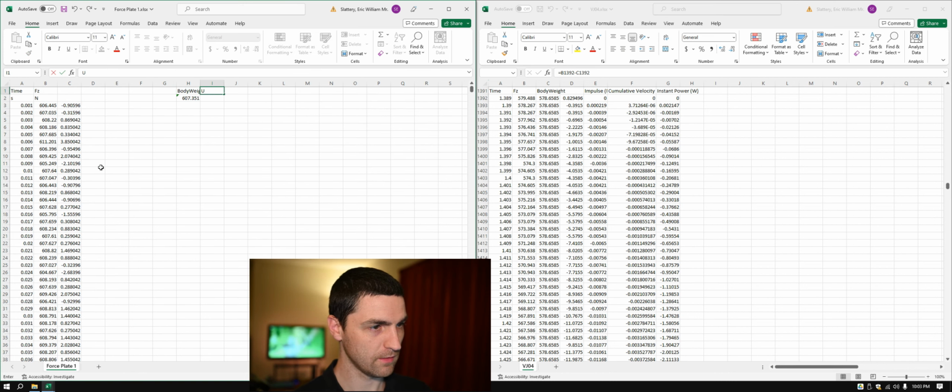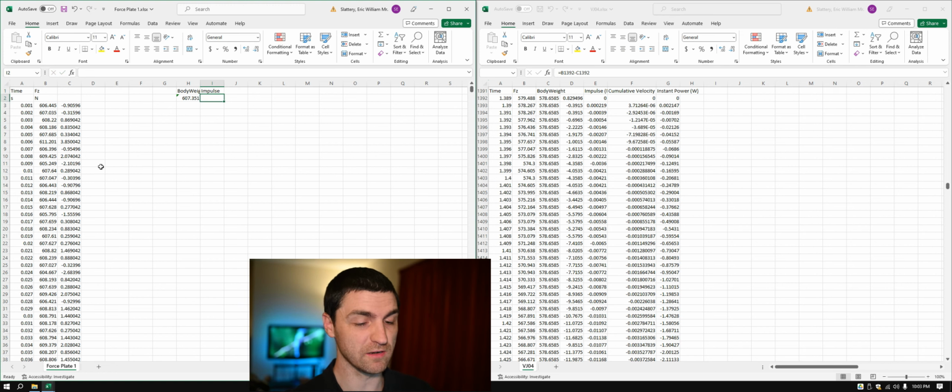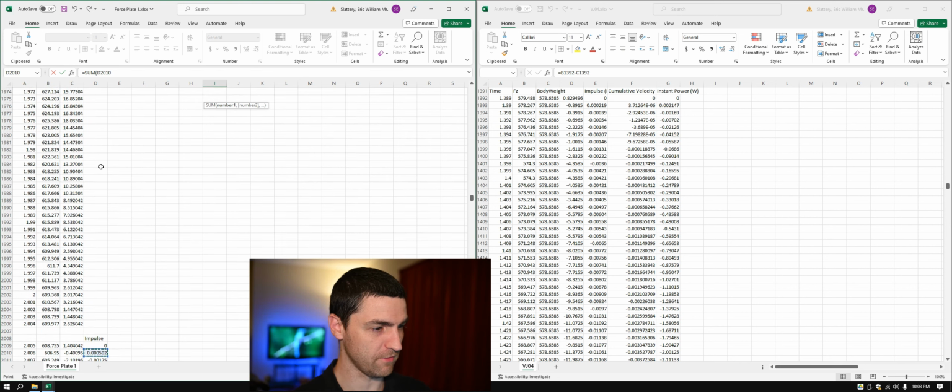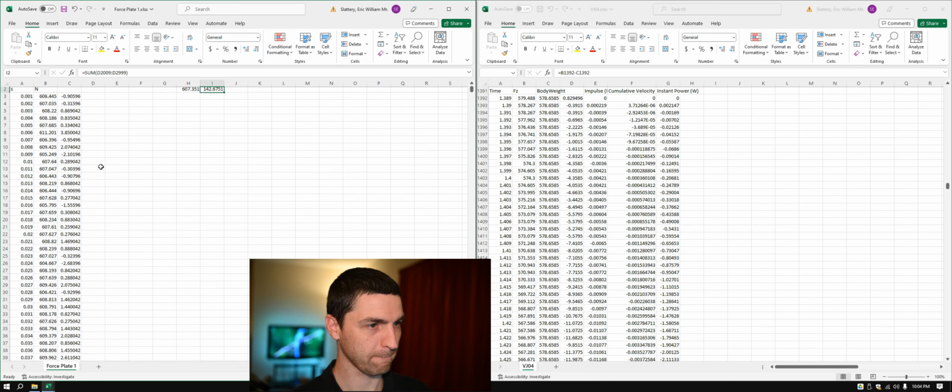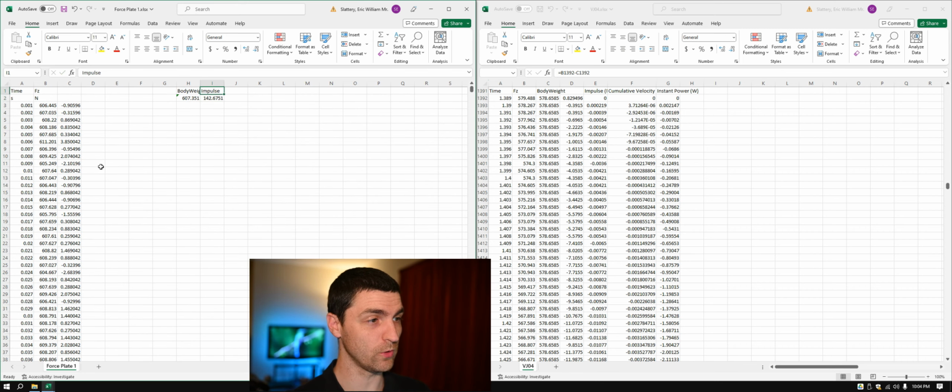Okay. This is net impulse, but it'll work, and that'll just be the sum of this. So 142, and units aren't nice, they work, but they're called Newton seconds.